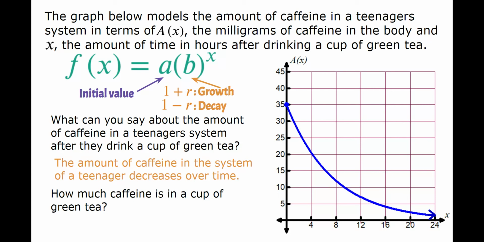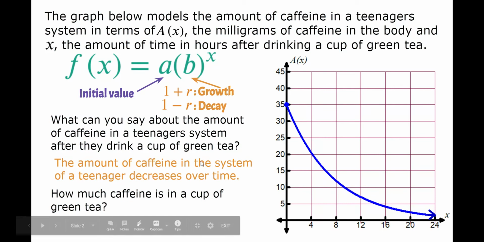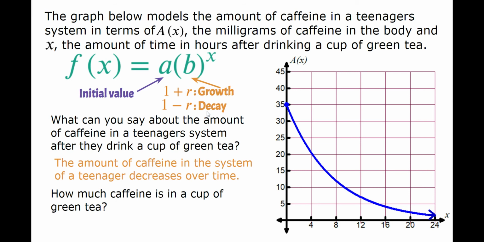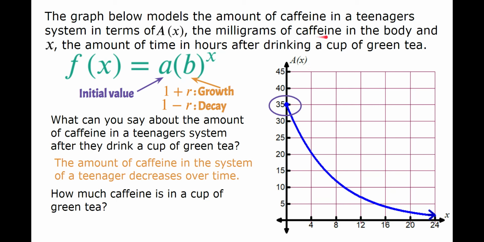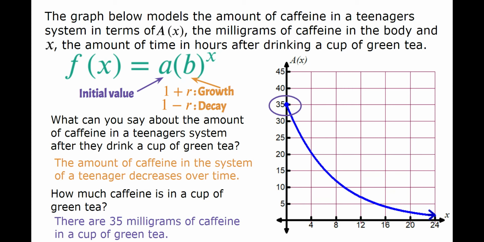Well, how much caffeine is in a cup of green tea? Well, remember, when we drink the tea, that's going to tell us how much we have in our body. So that initial value there, 35, is going to tell us that we start with 35. Well, 35 what though? If I look at my question, back to our context, that A of x tells us the milligrams of caffeine in the body of a teenager. So we're starting with 35 milligrams. So once you've drank the cup of green tea, that's all of the tea. So we can say there's 35 milligrams of caffeine in a cup of green tea.